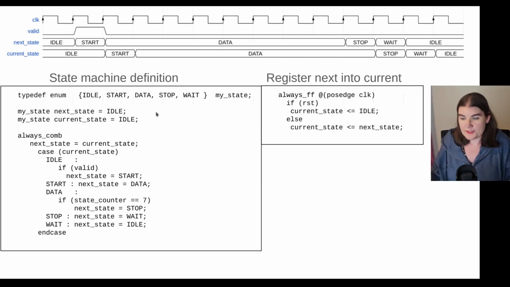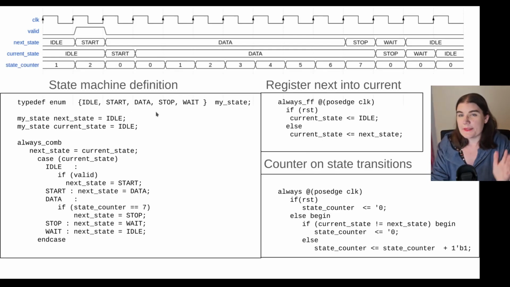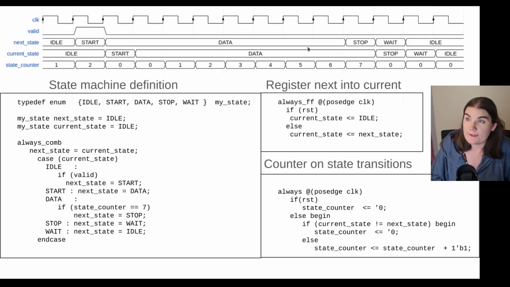Okay, the last piece of my state machine is the counter. This is the way that I keep track of how long I have been in a state, the state counter. In this case, state counter is 7. That means I remain in the data state for 8 clock cycles because I start counting from 0, so it's 0 through to 7. And this is the code that produces that counter. What's nice about this is that it's automatically going to be counting however long I'm in a given state. So I do not need to reset the counter.